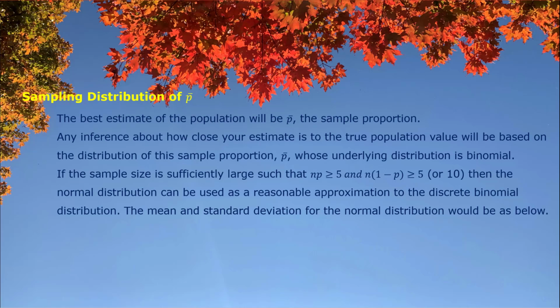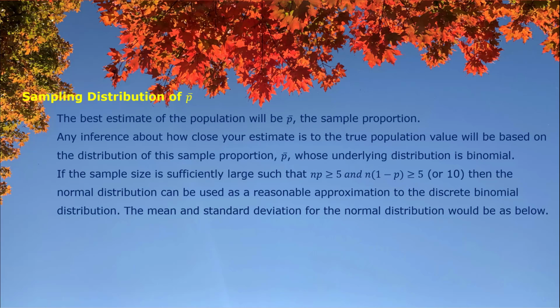If we only want to give one number to answer the population proportion based on sample information, the best estimate of the proportion would be P bar. Any inference about how close your estimate is to the true population proportion value will be based on the distribution of this sample proportion P bar, whose underlying distribution is binomial.